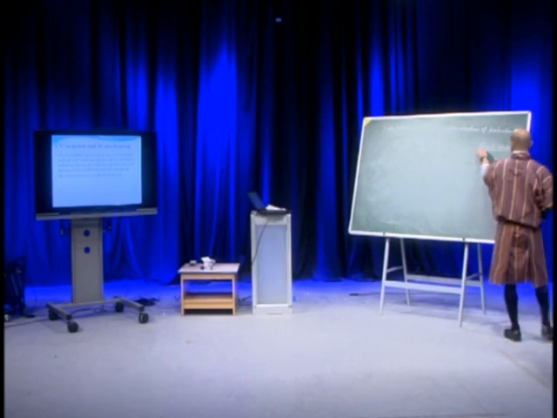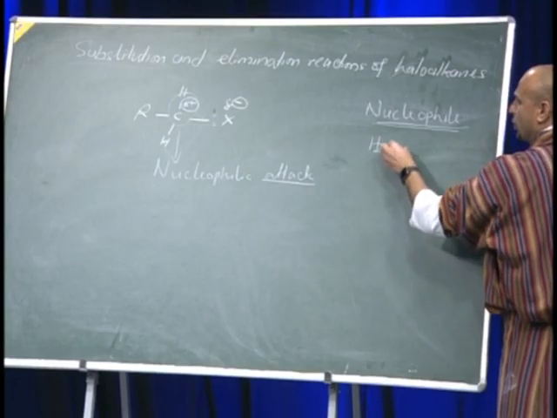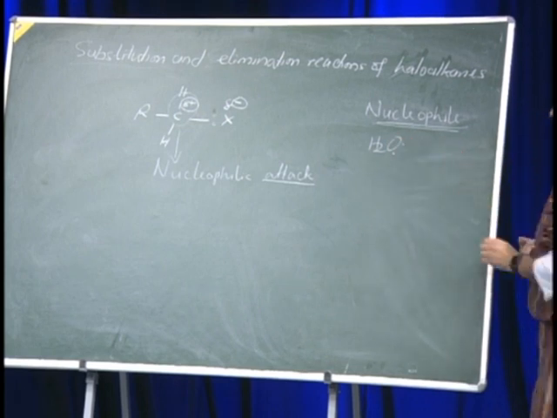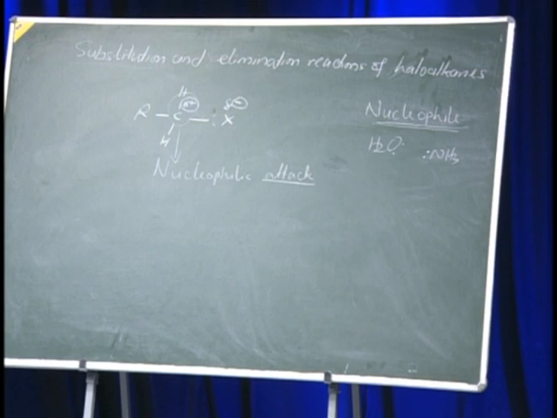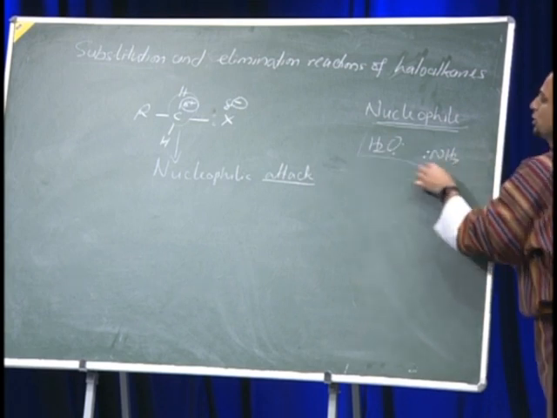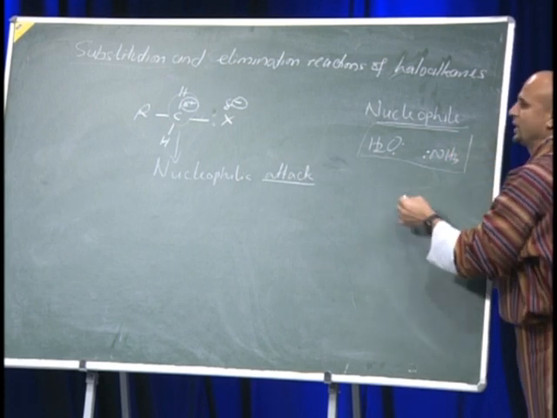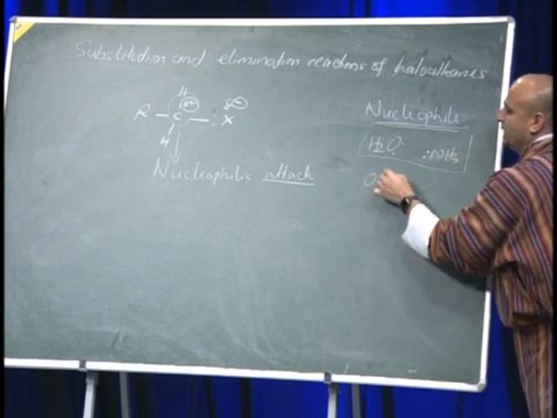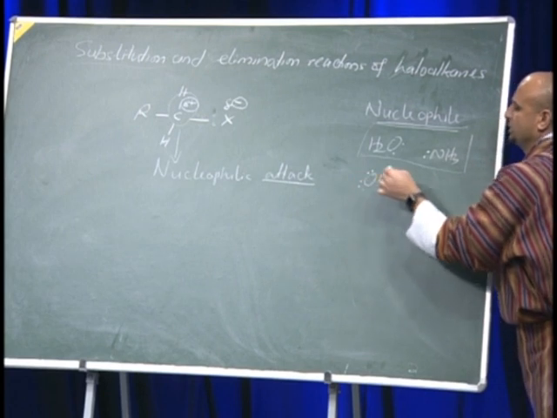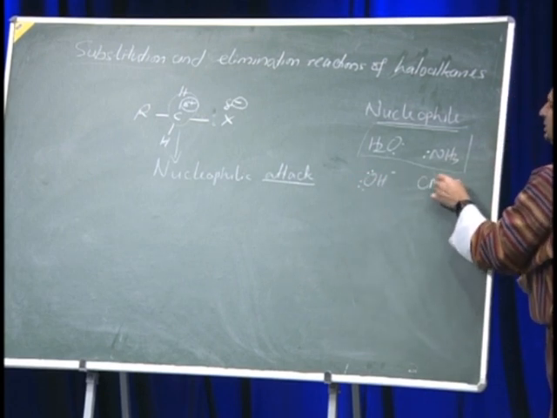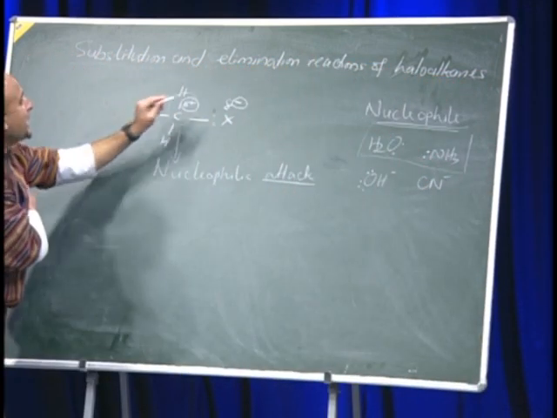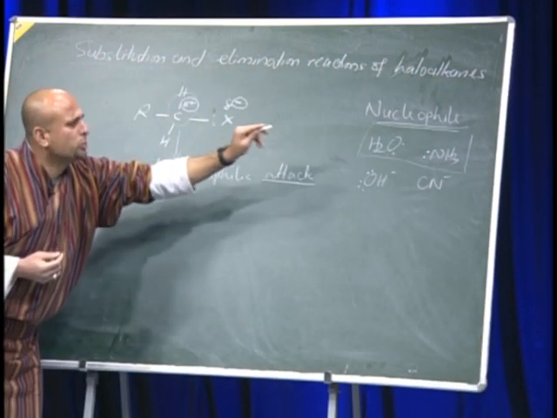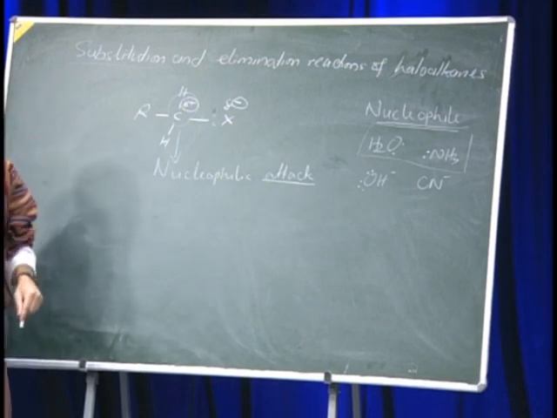If I give you some examples of nucleophile, water is a nucleophile because it contains 2 lone pairs of electrons on the oxygen atom. Ammonia is a nucleophile because it contains 1 lone pair of electrons on the nitrogen atom. These are neutral nucleophiles. Again, we can have other nucleophiles like OH minus, which is a nucleophile due to the presence of a lone pair of electrons, or even CN minus. So this carbon atom, which bears slight positive charge, is susceptible to get attacked by those nucleophiles.